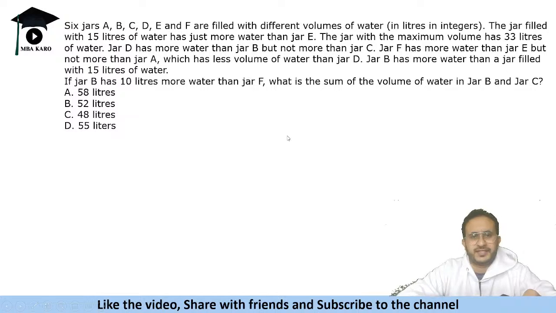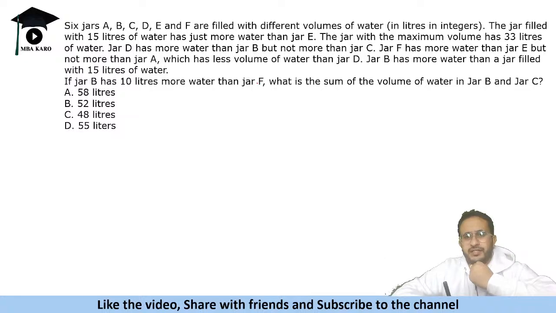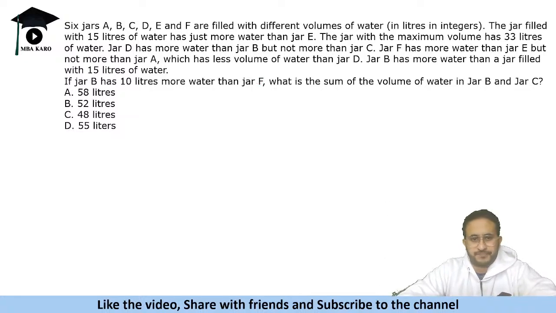So here's the first question. It says that there are 6 jars. They are filled with different volumes of water, and these are integers, and some information is given about them. You need to tell, if jar B has 10 liters more water than jar F, what is the sum of the volume of water in jars B and C?